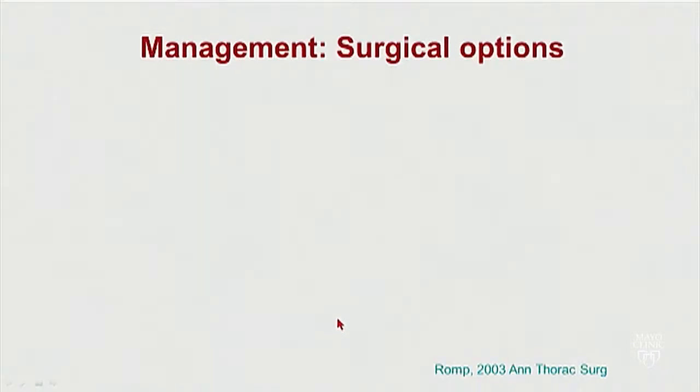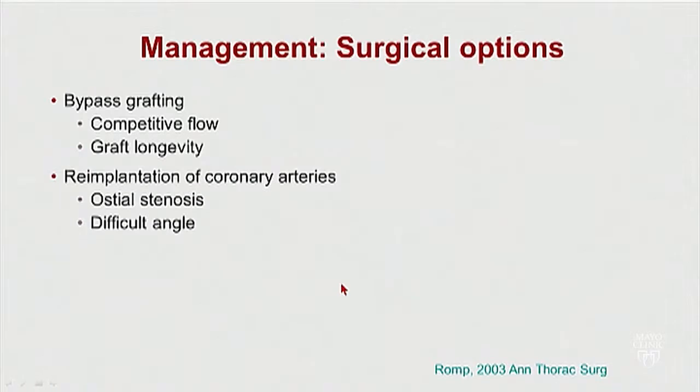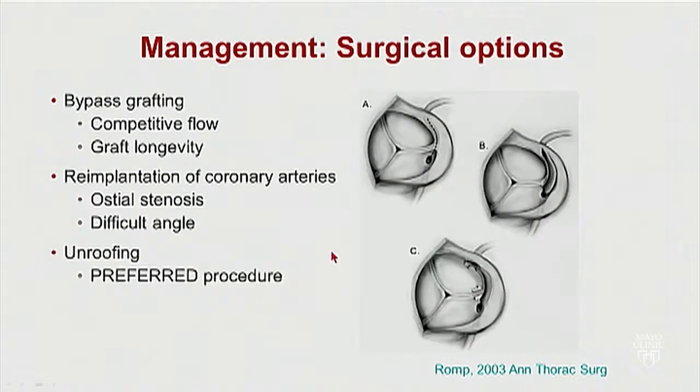So there's a lot of surgical options, and surgery can be a challenge. If you do just plain old bypass surgery, you have competitive flow, and if you are getting stenosis really only part of the time with a dynamic constriction of the coronary artery, you sometimes have issues with graft longevity. So one of the other options is reimplantation of the coronary arteries. This can result in osteostenoses, and sometimes it's a difficult angulation. The preferred approach, if it's an issue with it running into an intramural and intramyocardial course, is an unroofing procedure to try and alleviate the constriction of the vessel.